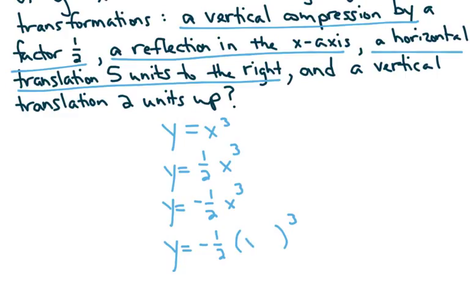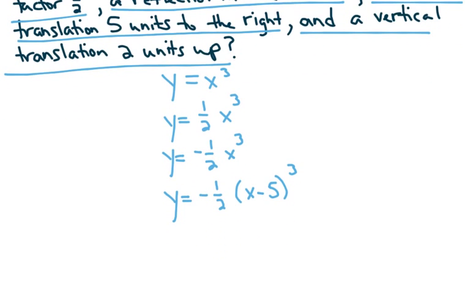If it's to the right, it's going to be x minus 5. If it were to the left, it would be x plus 5. And then the last one is a vertical translation 2 units up. Up and down gets either added or subtracted at the back end of the original function, and up is 2.